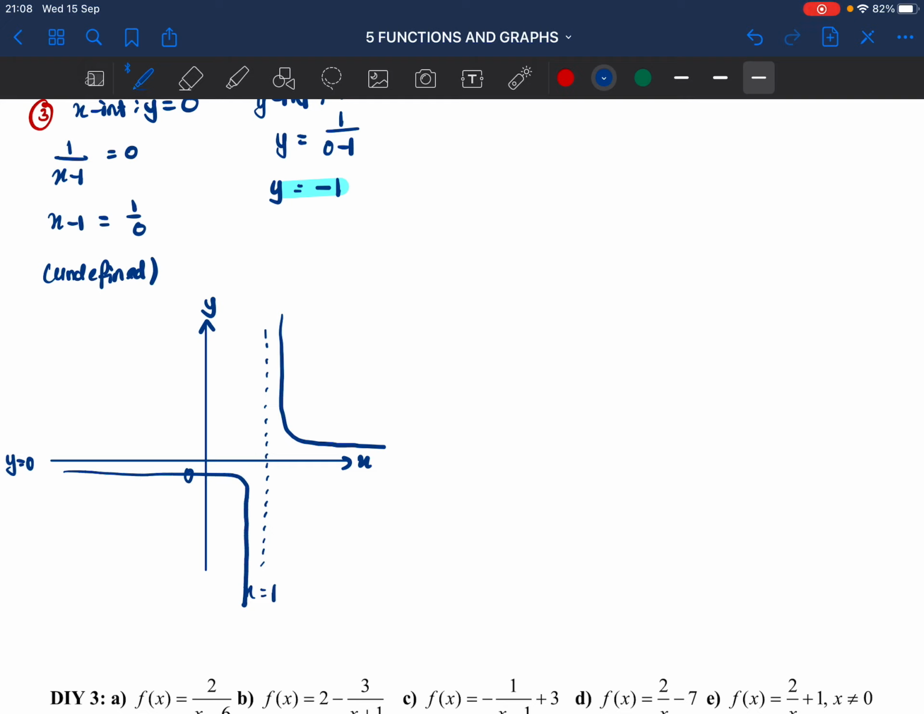Jangan kamu lukis dekat sini pula. Okay, jangan lukis kat sini. Okay, that is not our asymptote. Asymptote is here. Our asymptote is x equals to 1, so should be like looking like this. Okay, lukis cantik sikit lah.